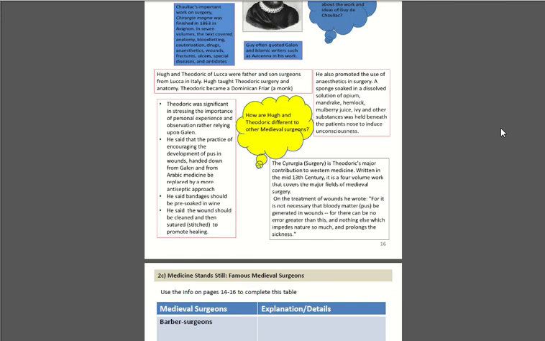Another key pair of individuals were Hugh and Theodoric of Lucca, who were a father and son pair. They disagreed on the use of pus, however, and instead soaked bandages in wine to try and stop infection and keep wounds clean. They also tried to make a patient unconscious using a form of anaesthetic. These were very different to other medical practitioners and other medieval surgeons, so they're kind of a standout case.